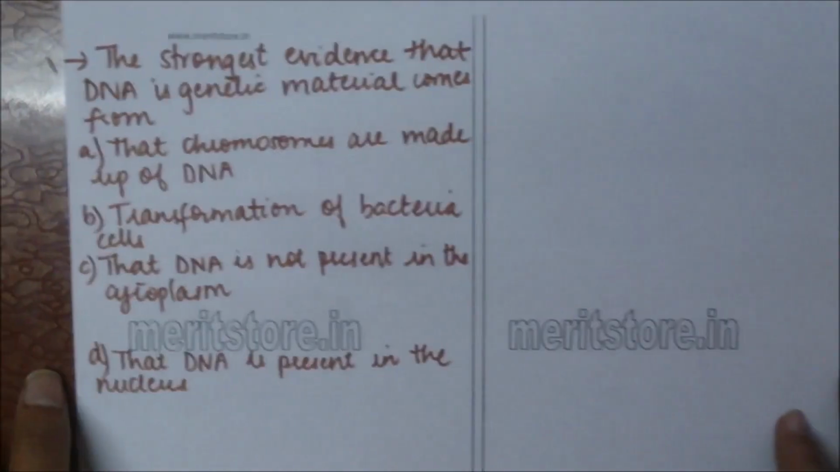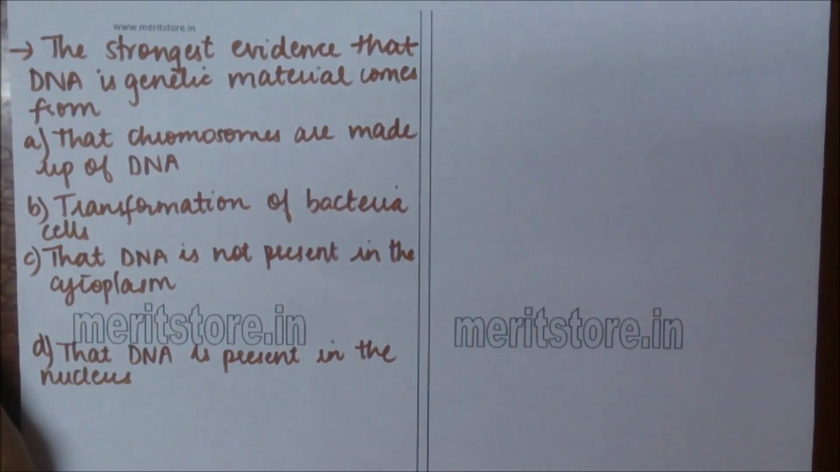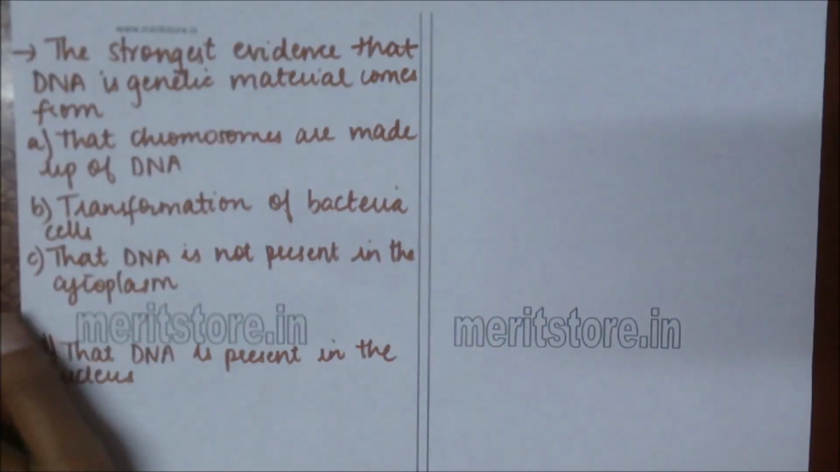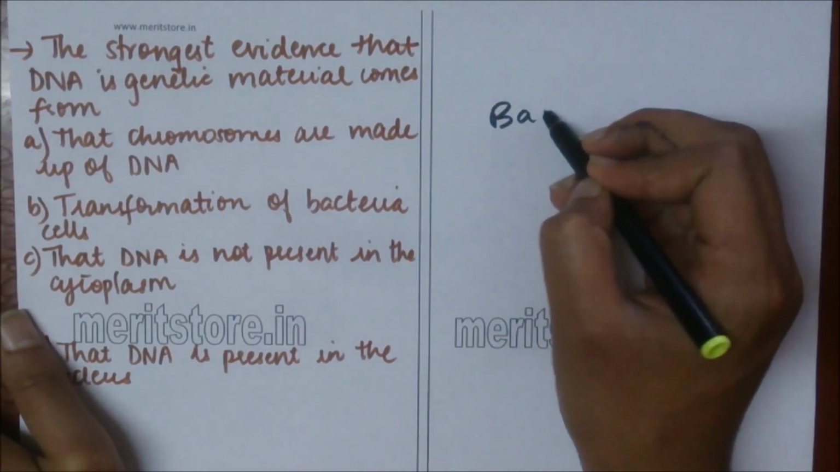The strongest evidence that DNA is a genetic material comes from that A. chromosomes are made up of DNA, B. transformation of bacterial cell, C. that DNA is not present in cytoplasm, D. that DNA is present in nucleus. So the evidence that DNA is genetic material came from transformation of bacterial cell.